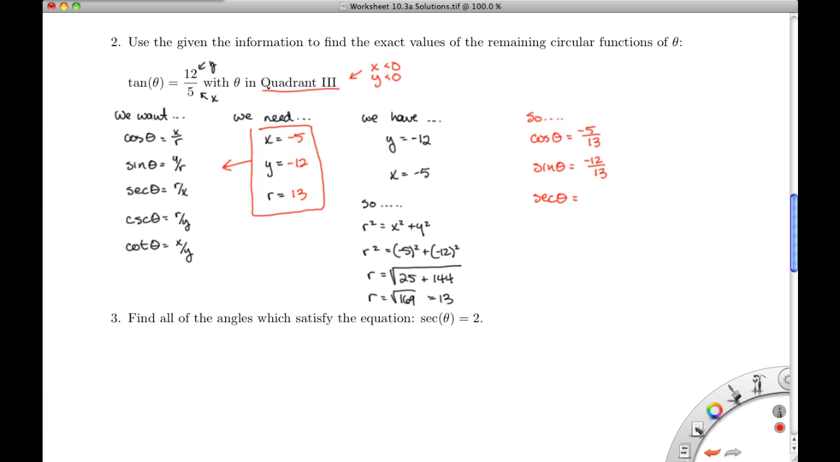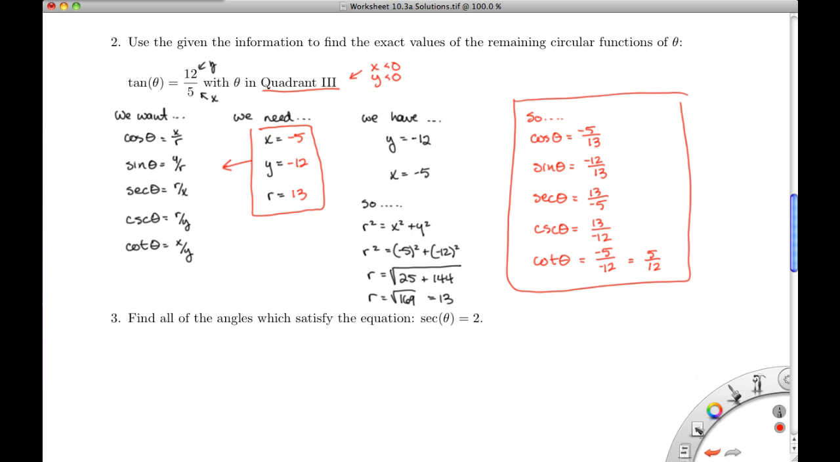The secant of theta is going to be r over x. The cosecant of theta is going to be r over y. And then the cotangent of theta is going to be x divided by y. And in this case, this would make them both positive, so we just have positive 5/12. So this would be our solution for the other 6 circular trig functions.